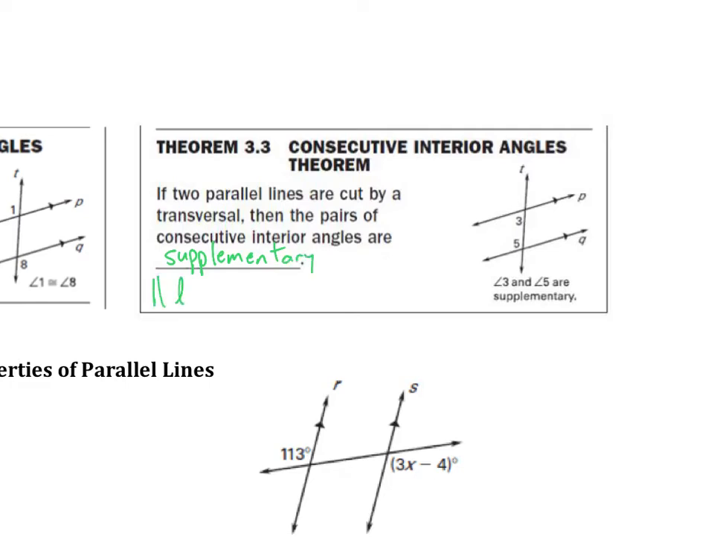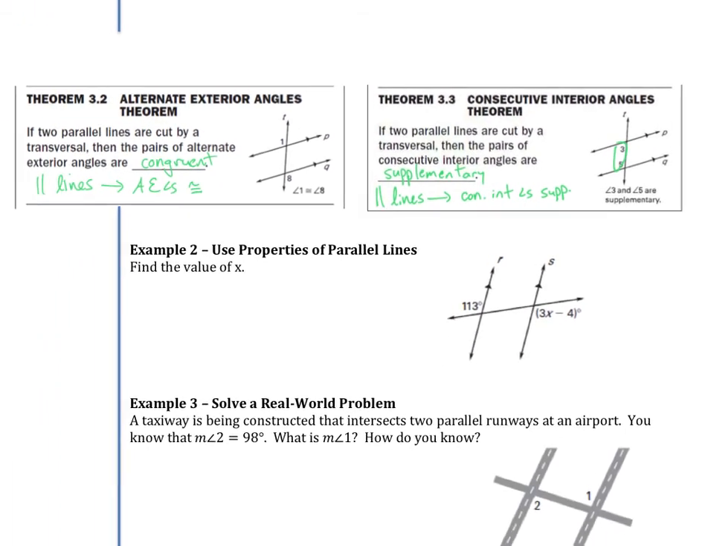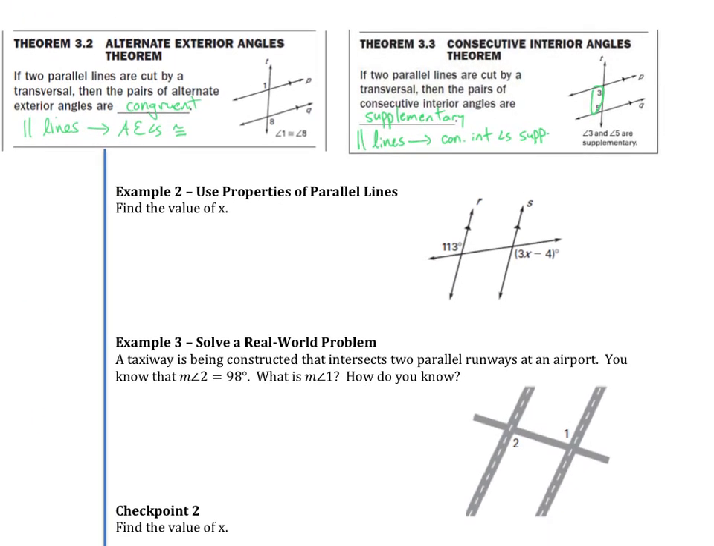So parallel lines imply, I'm going to say CON for consecutive interior angles supplementary, which means like angle 3 and angle 5 would add up to 180. Okay? So let's look at example 2.